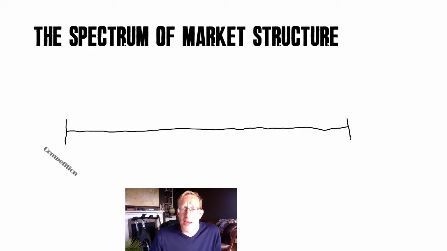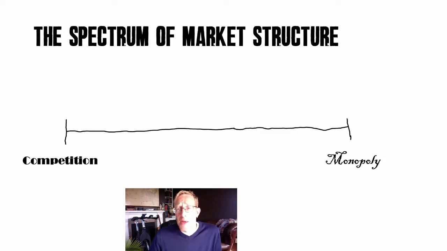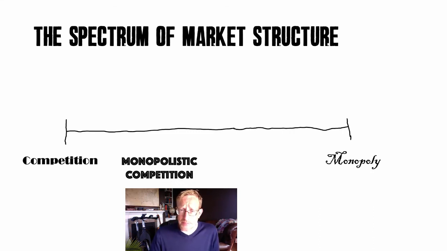So on one side, and we've already talked about this, we have competition, and on the other side, we have monopoly. Those are the extreme market structures. But in the real world, most things are somewhere in the middle. So we don't have those perfectly competitive markets, and really it's hard to find a perfect monopoly for all intents and purposes.